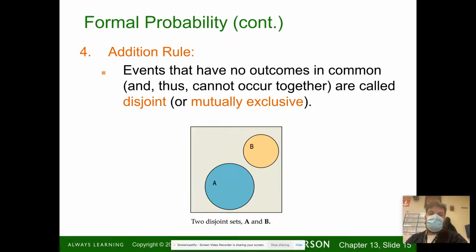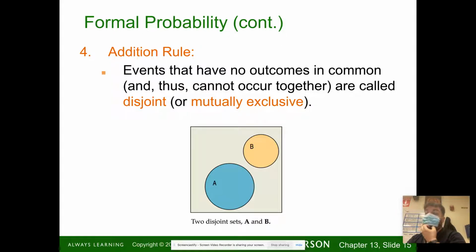The addition rule: events that have no outcomes in common are called disjoint or mutually exclusive. Okay? I have a bag that has 4 marbles in it, a blue, a yellow, a red, a green, and I have a die that I could roll. I'm never going to reach in the bag and pull out a 6. Does that make sense? I'm never going to roll blue, but I'm going to have a combination of the 2 in the sample space.